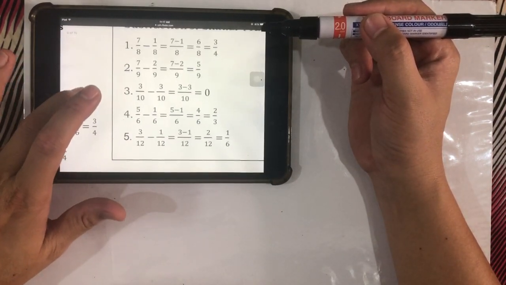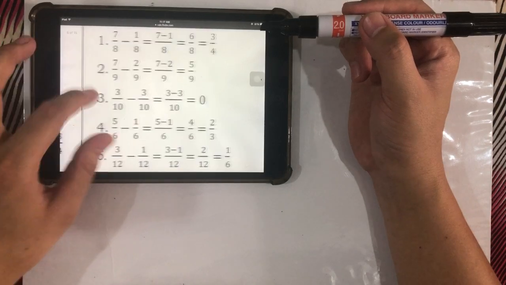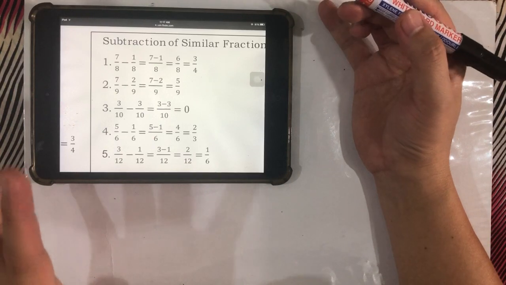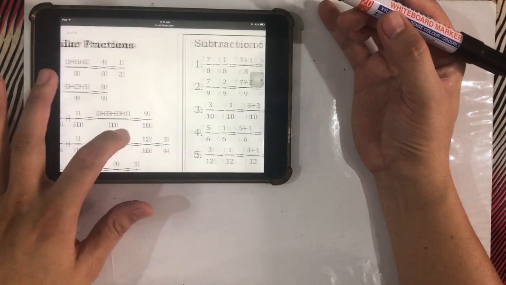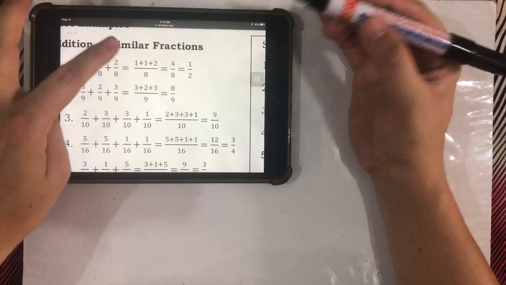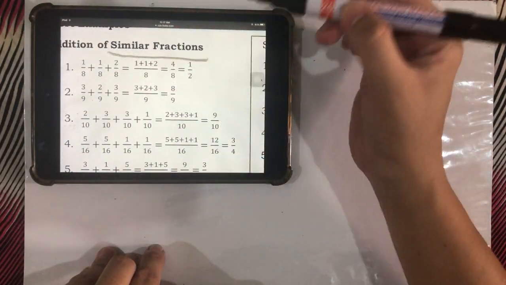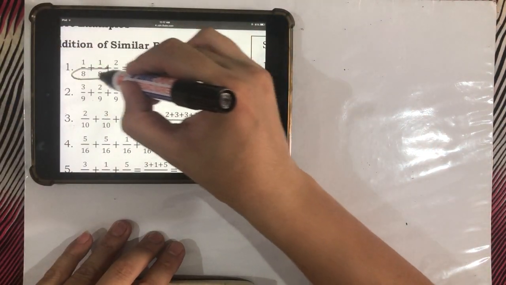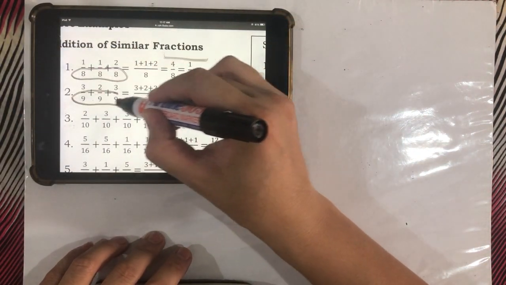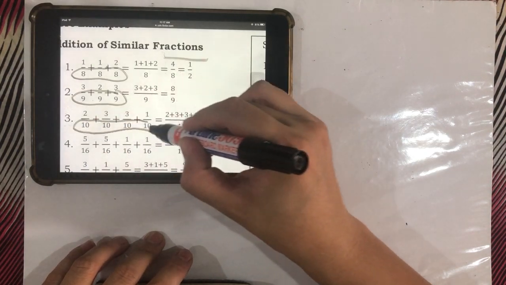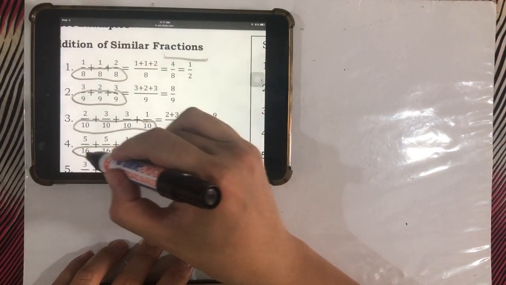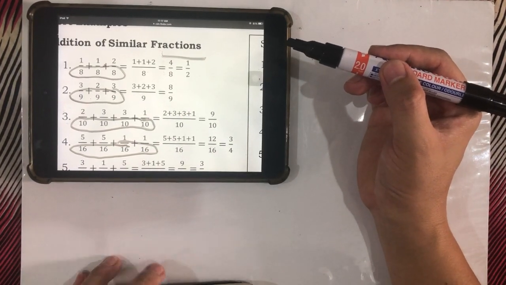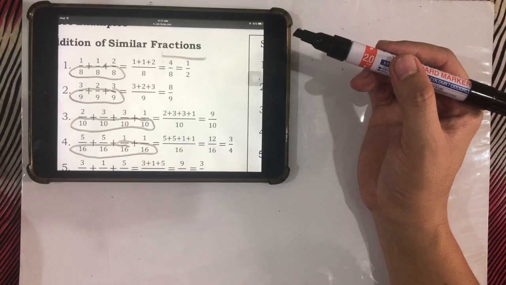Okay, let's go to the other side, subtraction naman. Okay? These are similar fractions. By the way, we have what we call similar and dissimilar fractions. They are called similar fractions because the denominators used are the same, right? So, we call them similar fractions.